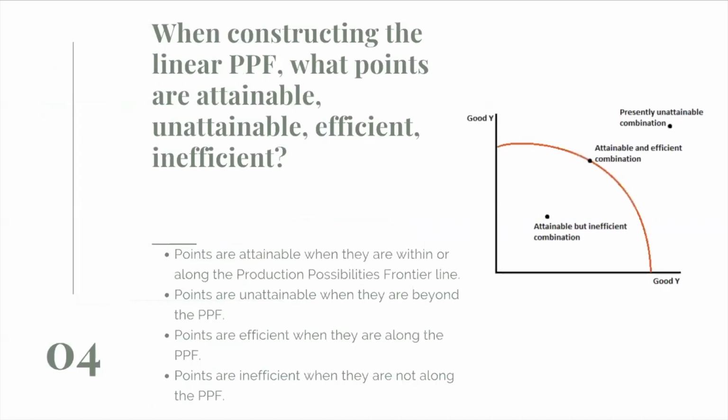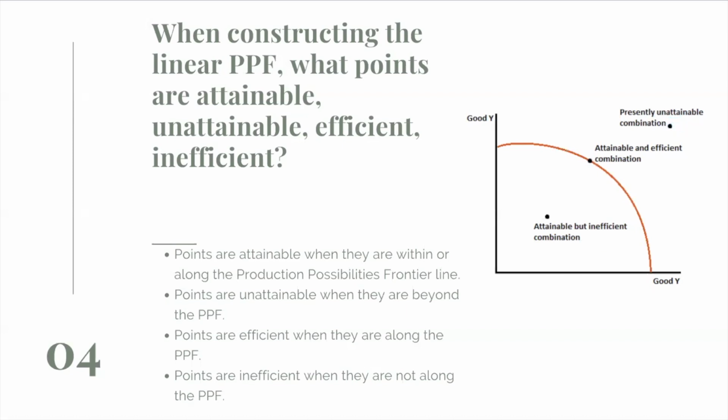So when constructing the linear PPF, there are attainable points, unattainable points, efficient and inefficient points. So we're going to be talking about what those are and where you can find those. Points that are attainable are any points that are along the PPF or within the PPF. So both of these points here would be attainable. However, unattainable points are any points beyond the PPF. So this point here would be unattainable.